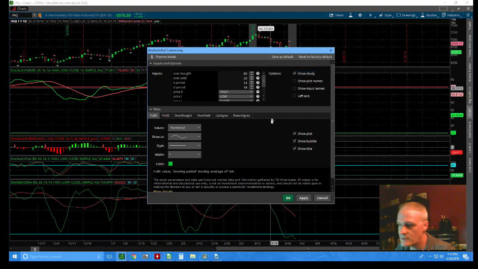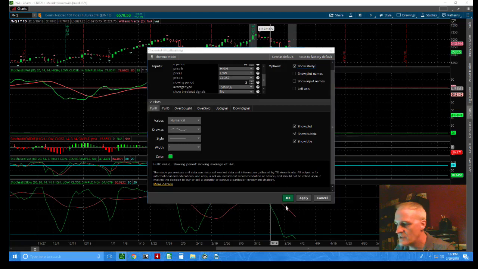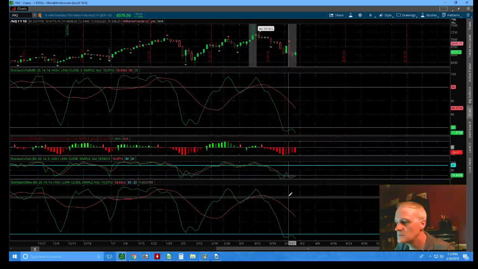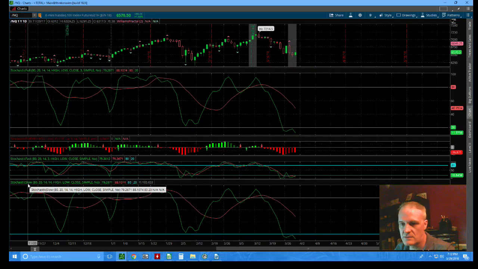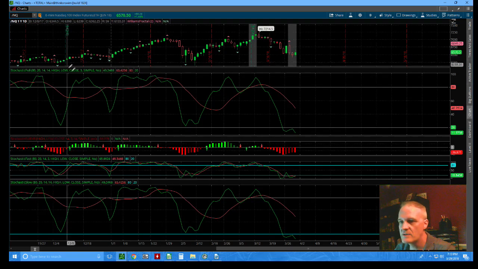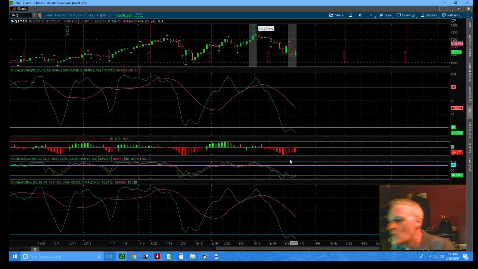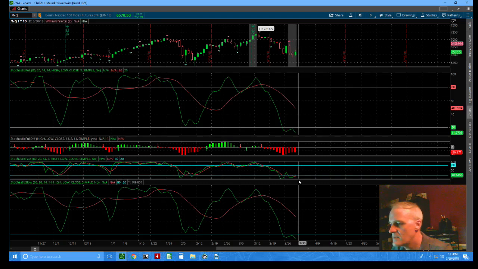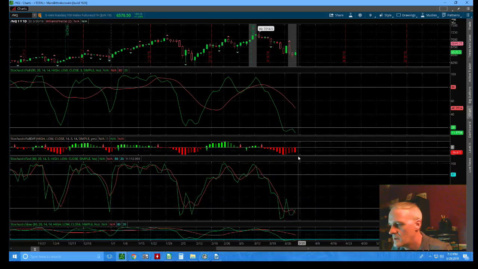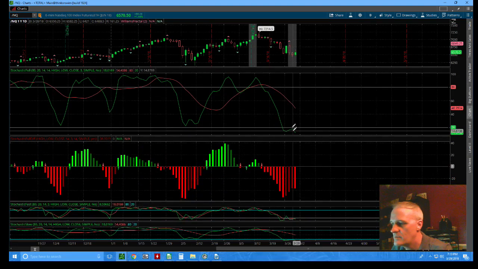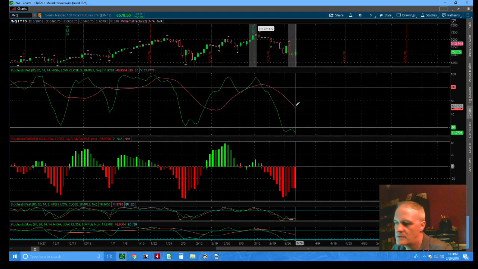So really, if I wanted to, I could just use the slow stochastic, but I use the full stochastic because I also use the full stochastic histogram. Now, the full stochastic histogram is really nothing more than a histogram that plots the difference between your K plot and your D plot.